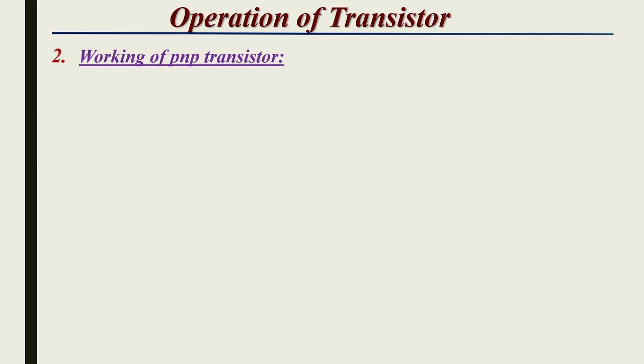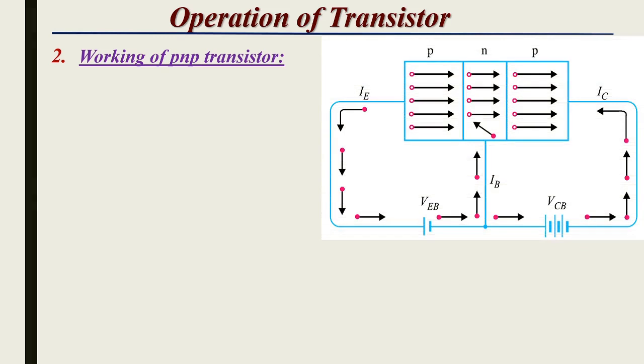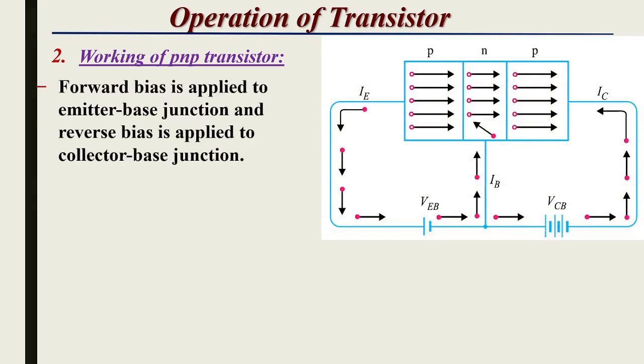Now, the working of a PNP transistor. Again the forward bias is applied to the emitter base junction and the reverse bias is applied to the collector base junction. Here the emitter is P type, so it is connected to the positive terminal of the source, and the base is N type, so it is connected to the negative terminal of the source. That means we have applied forward bias, and for the base collector junction reverse bias is applied. So the N type base is connected to the positive terminal of the source and the P type collector is connected to the negative terminal of the source.